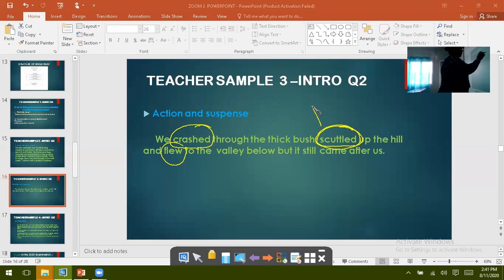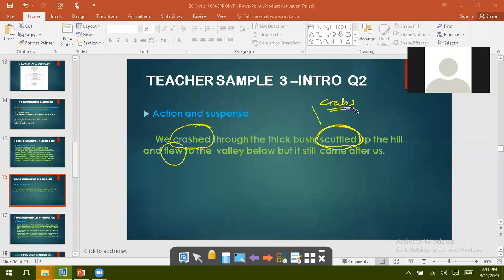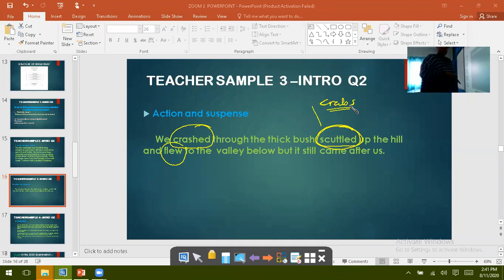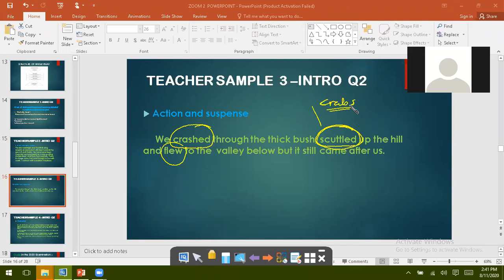But scuttle is to do with crabs on the beach. When there are some crabs, they are not falling, but they are scuttling. They have to move about very fast, quick, short steps, very fast. All right. But do you think we're scuttling? No. We are just making an exaggeration.